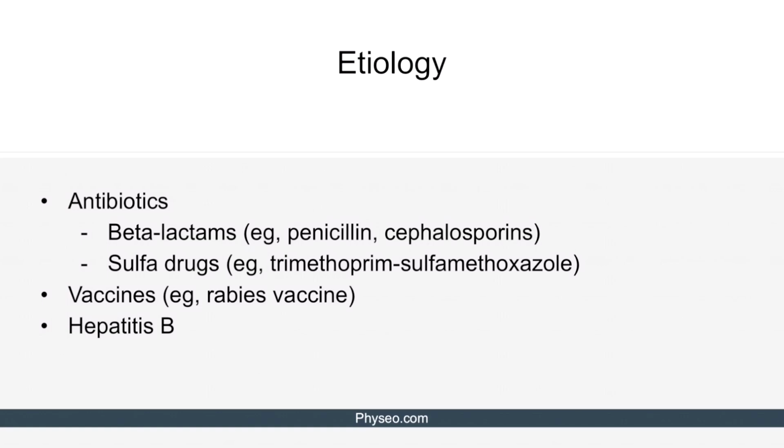Among antibiotics, exposure to beta-lactams such as penicillin or cephalosporins and sulfa drugs such as trimethoprim sulfamethoxazole have been particularly associated with the development of serum sickness-like reaction. Among vaccines, the rabies vaccine in particular has been linked to serum sickness-like reaction in the literature.